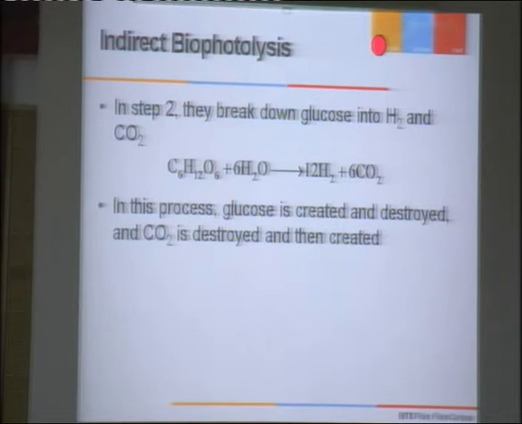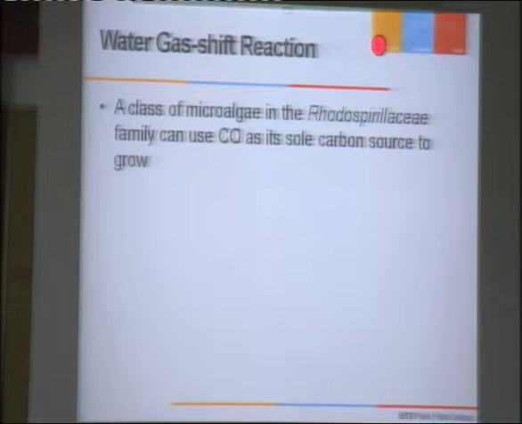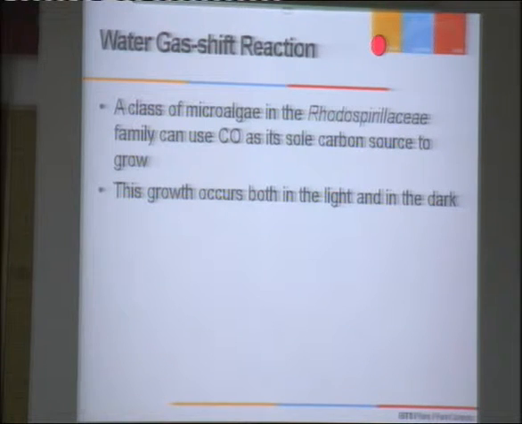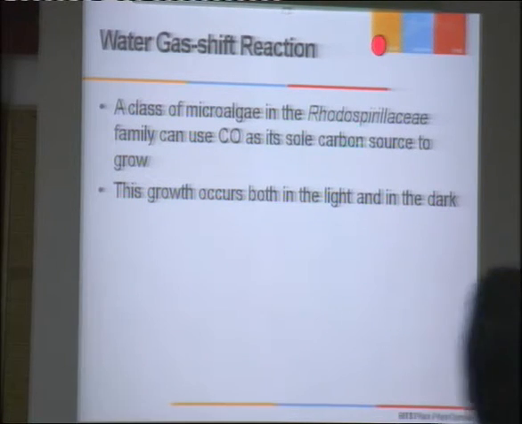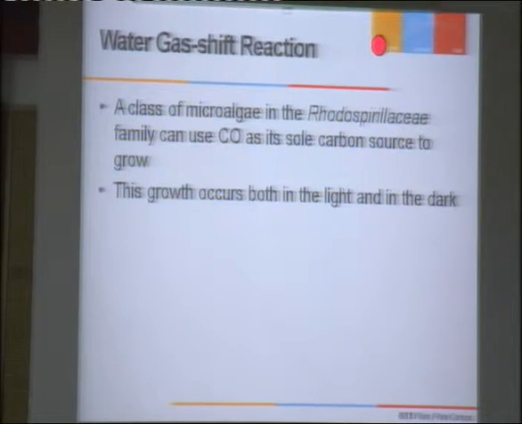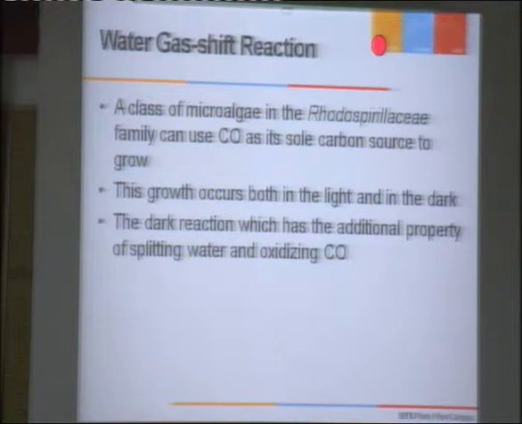Similarly, in indirect photolysis, in step 1, the cyanobacteria, again an algae, assemble water and CO2 into glucose and oxygen through a complex process of photosynthesis. So first it forms the glucose, and then in a second reaction, it is further converted to 12 molecules of hydrogen. So it breaks down.